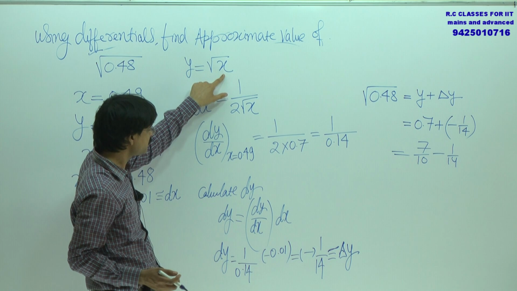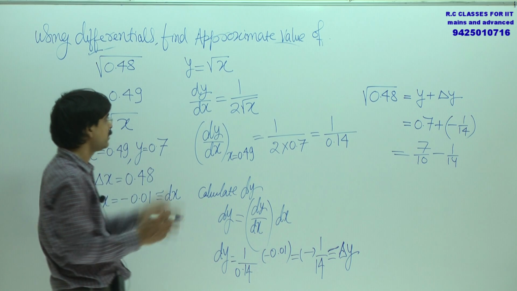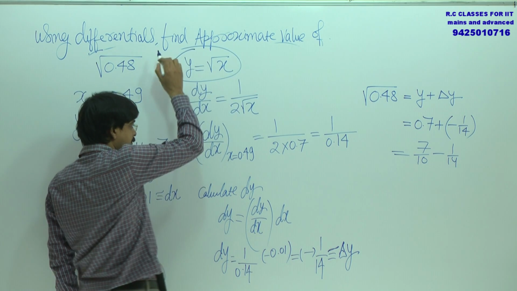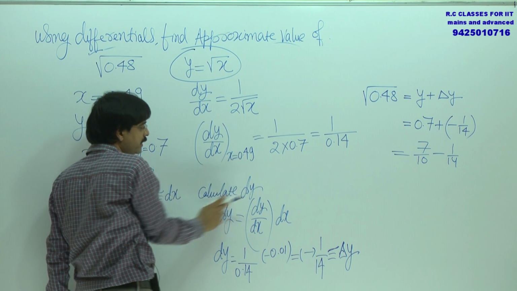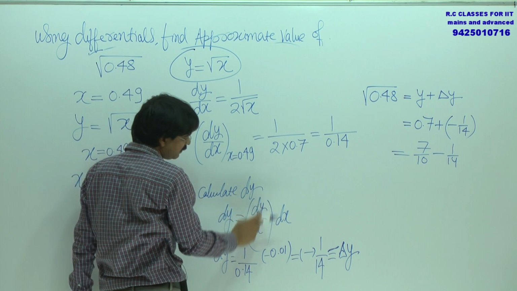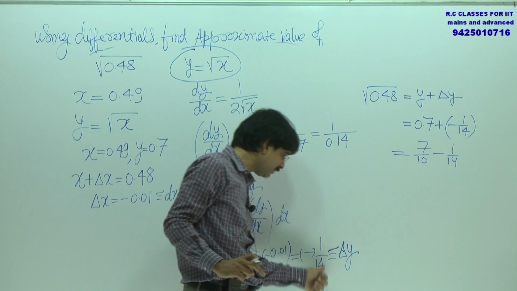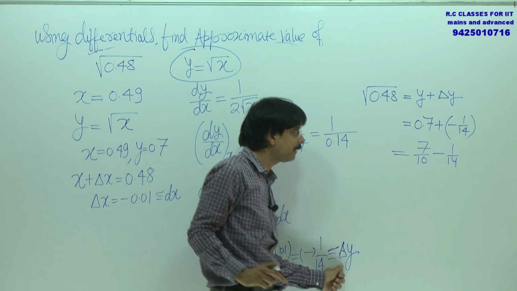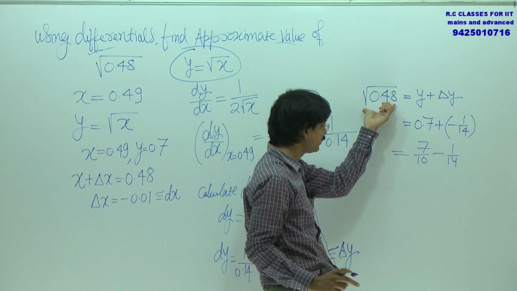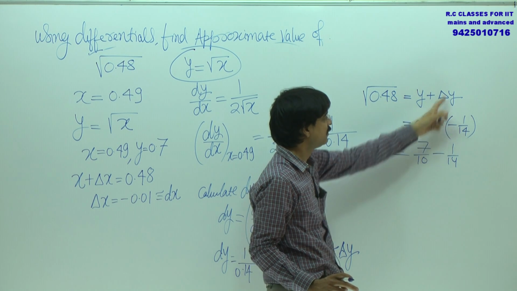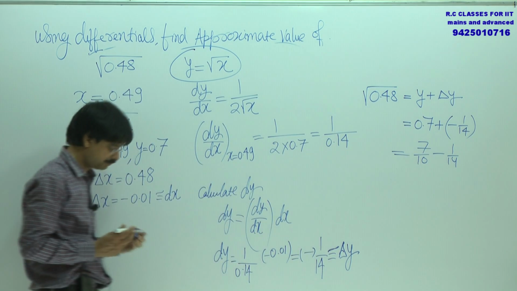Differentiate the function y equals root over x. We have to find the approximate value of a square root function, so we have taken the assumption of a square root function. Differentiate that, take x equals 0.49, and then calculate dy using the result dy equals dy by dx into dx. Put the values here, and we are getting minus 1 by 14, which is equivalent to delta y. So it is y plus delta y. Root over 0.48 is required. Y is 0.7, delta y is minus 1 by 14. Calculate that, and you are going to get the result.